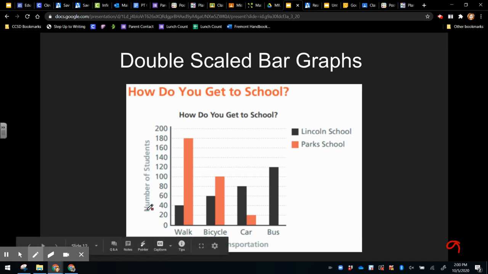Now let's look carefully at all the information. We've got a key here because look at our bars. There are 2 bars and they're different colors. So it looks like we've got 1 school in black and 1 school in red. Also down here, I've got a label. I've got categories: walk, bicycle, car, bus. So it's how they get to school. So it's either walk, bicycle, car, bus. And I think this says types of transportation.